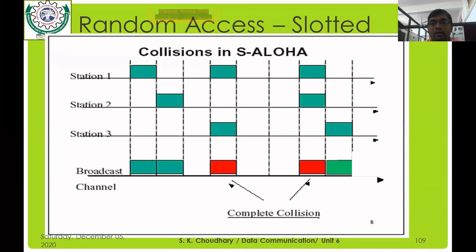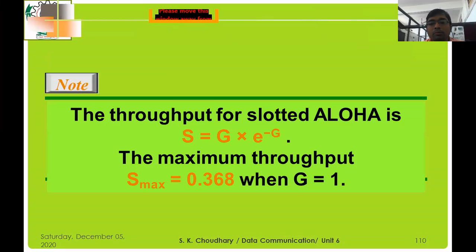So this is the actual graph. You can see in the picture how the collision would occur in slotted Aloha. But the chances of collision become half as compared to pure Aloha. And the throughput of slotted Aloha is S equals G times e to the power minus G. In the previous case, it is e raised to the power minus 2G. So the formula is very important, and you have to take care of the differences between the formulas.